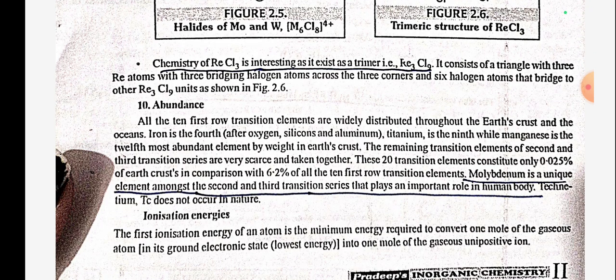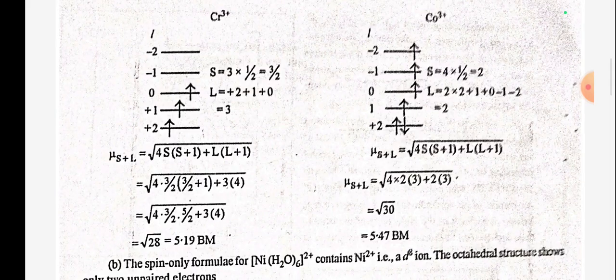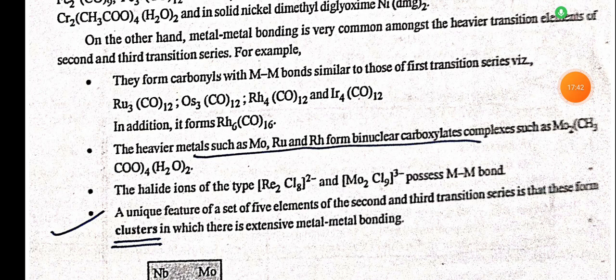The chemistry of ReCl3 is interesting, as it is a trimer, Re3Cl9. The heavier metals such as molybdenum, Ru, and Rh form binuclear carboxylate complexes such as Mo2(CH3COO)4 and Rh2(CH3COO)4(H2O)2. The halide ions of the type Re2Cl8 2- and Mo2Cl9 3- possess an M-M bond.